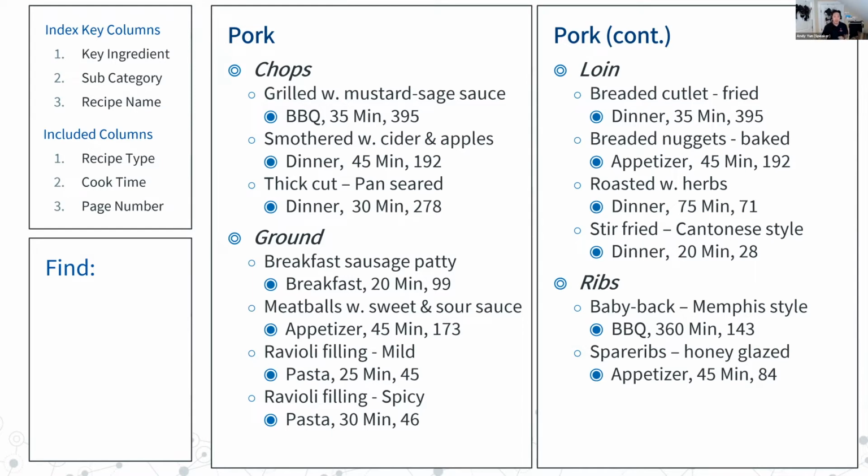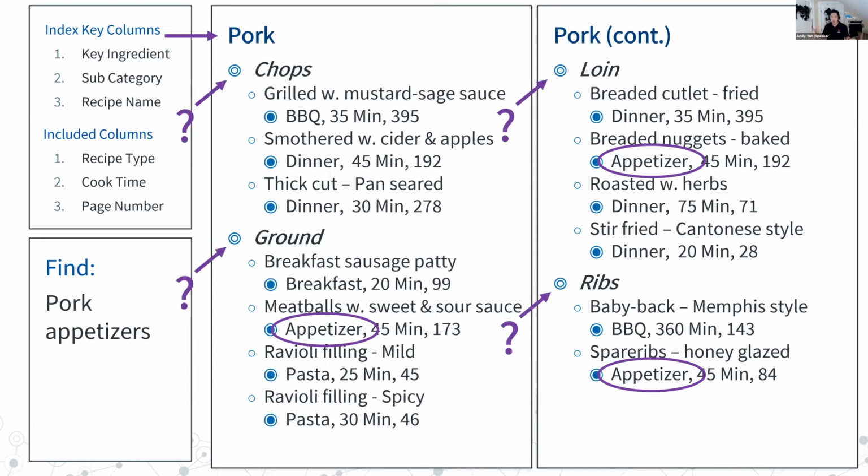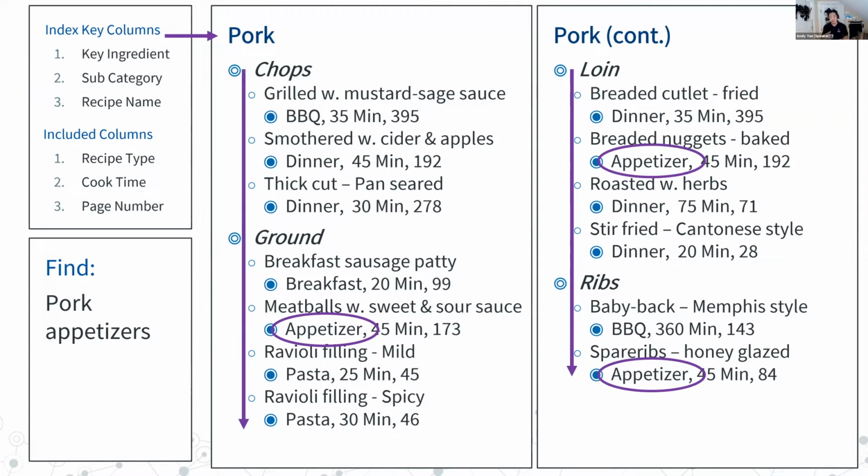Now, the next query that I'm going to throw at you is pork appetizers. Okay, well, here's where all the different appetizers are, but I never specified a subcategory. I don't know which subcategory or categories my appetizers happen to reside in, right? So I can start at pork, but which one of these subcategories do I go to? Unfortunately, I have to go to all of them. So this is logically equivalent to that of an index scan operation. So, we're scanning through all the pork recipes because I don't know where the appetizers are. There could be one, there could be many of them, right? So I have to check each and every entry.